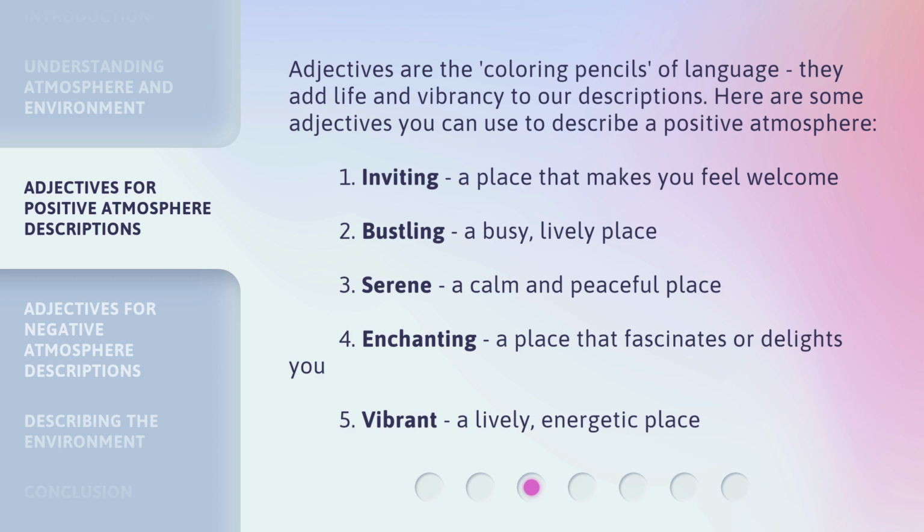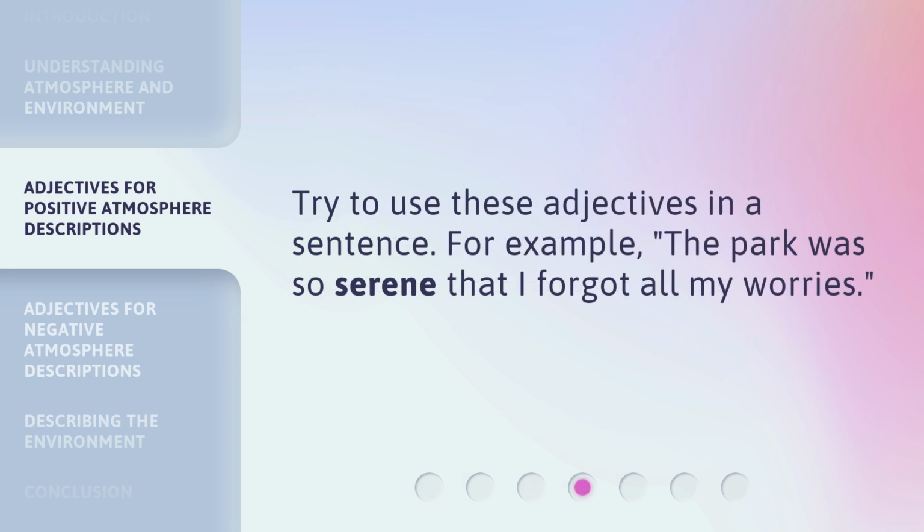3. Serene, a calm and peaceful place. 4. Enchanting, a place that fascinates or delights you. 5. Vibrant, a lively, energetic place. Try to use these adjectives in a sentence. For example, the park was so serene that I forgot all my worries.